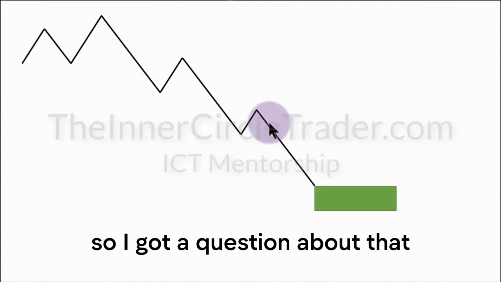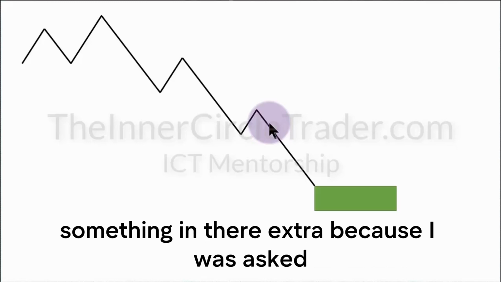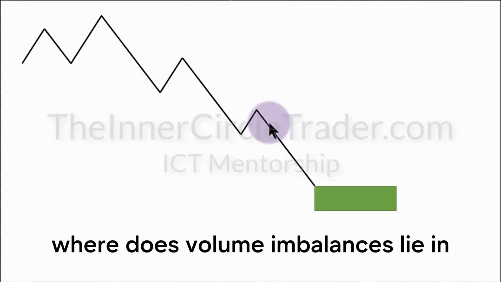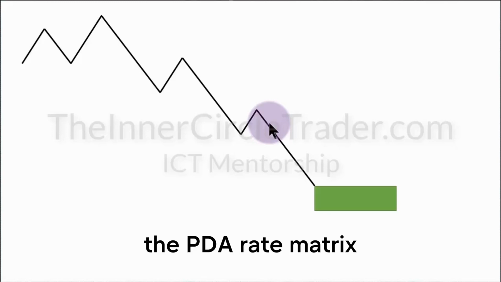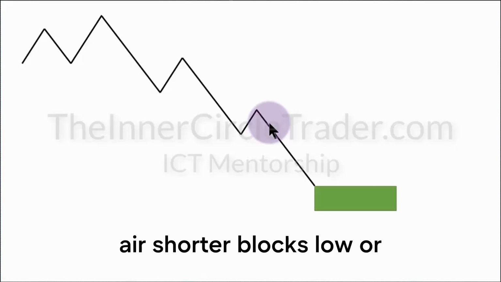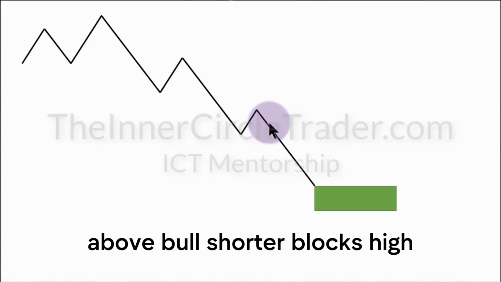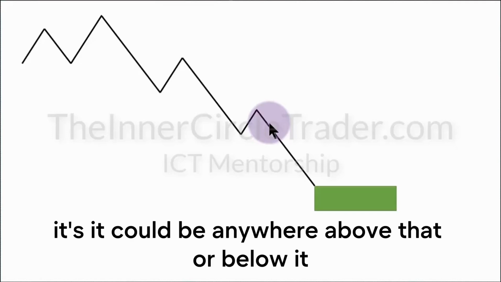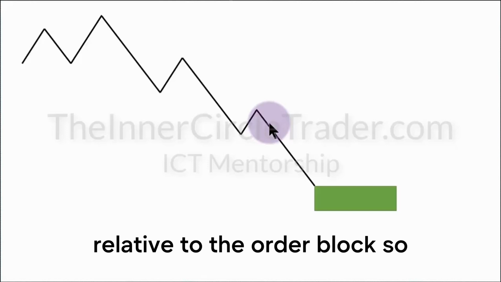So I got a question about that, so I'm throwing that in there just as extra credit. I was asked, where do volume imbalances lie in the PDA array matrix? It's anywhere between the bearish order block's low, or above the bullish order block's high. It could be anywhere above that or below it relative to the order block.